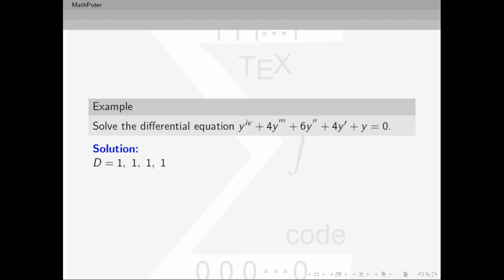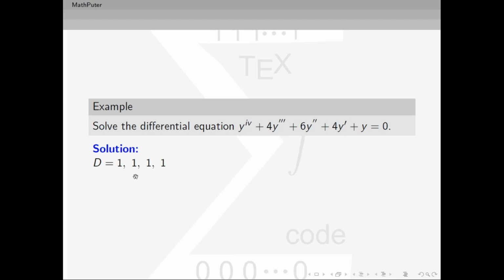Here I mentioned the roots of this differential equation directly. You can prove that D plus 1 raised to 4 is this. So it has the solution. Actually, these are minus ones, not ones. D is equal to minus 1, minus 1, minus 1 and minus 1. Okay.